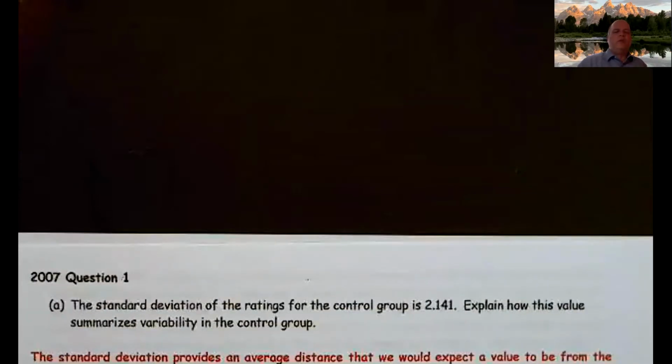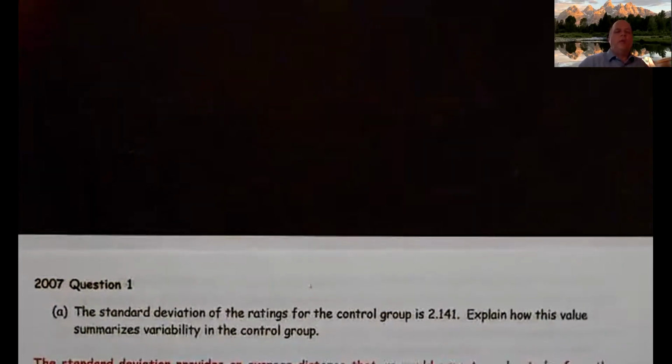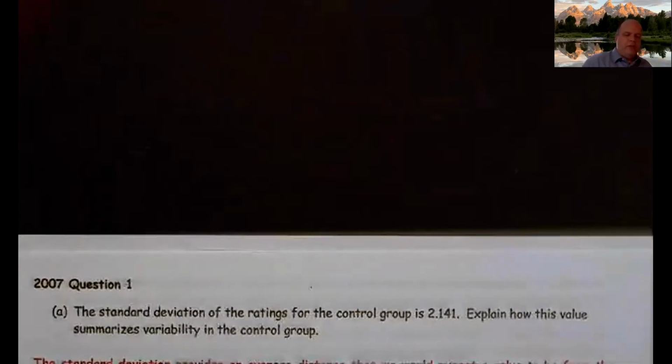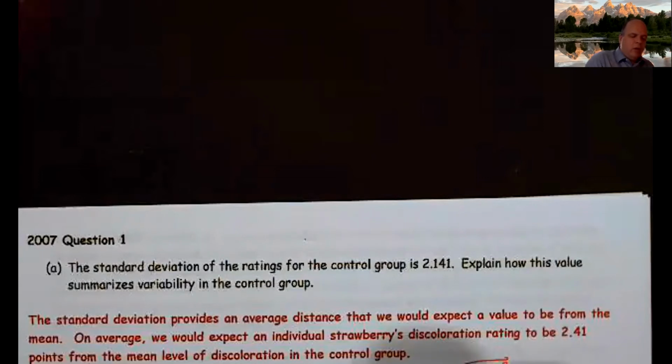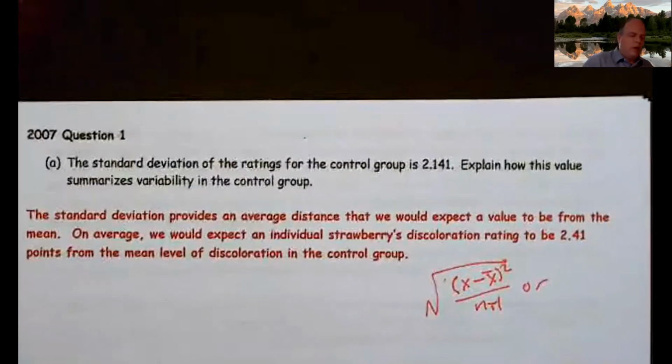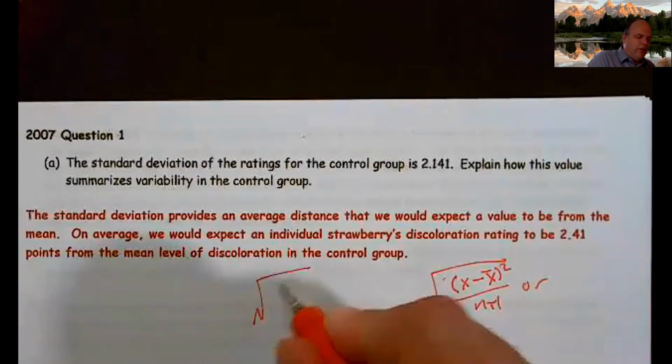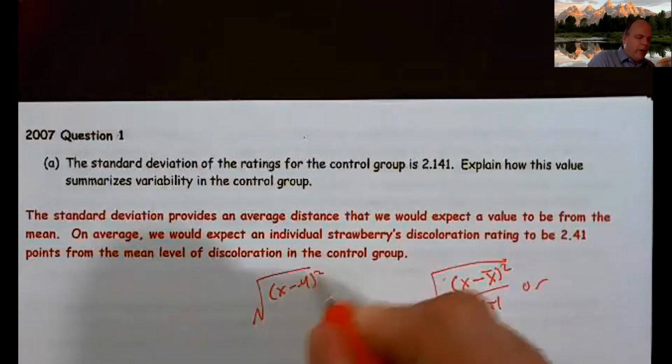The standard deviation of the ratings for the control group is 2.141. Explain how this value summarizes the variability in the control group. Well, standard deviation is a measure of variation. And please remember, from a formula basis, it's something like this. The summation of x minus x bar squared over n minus 1. Or if you're working with means, it'd be something along the lines of x minus mu squared over n.